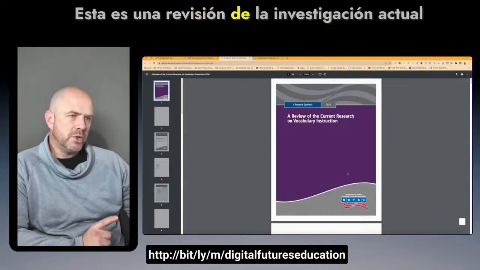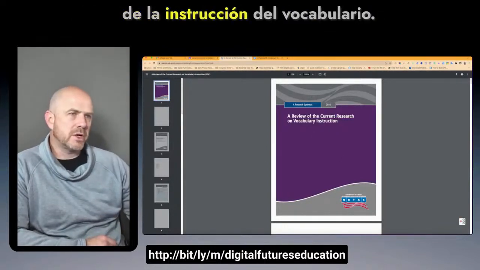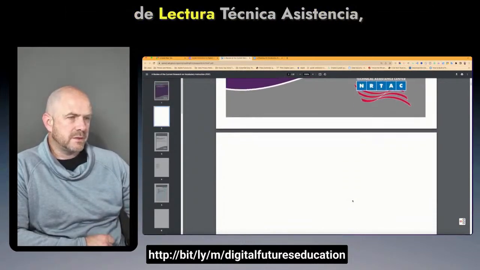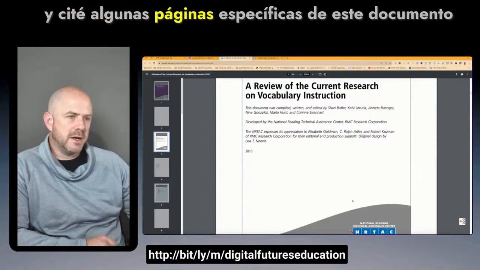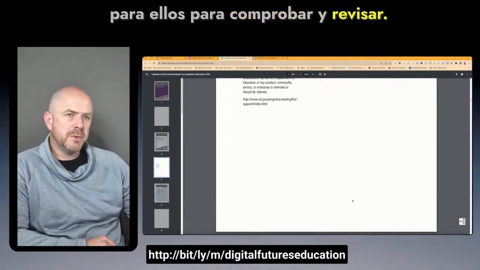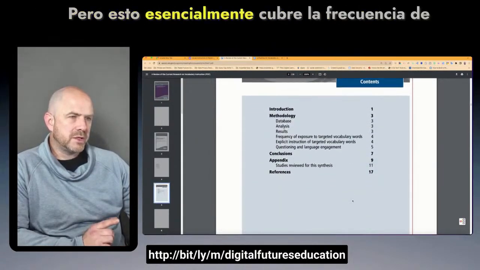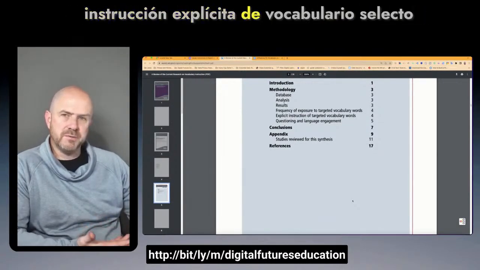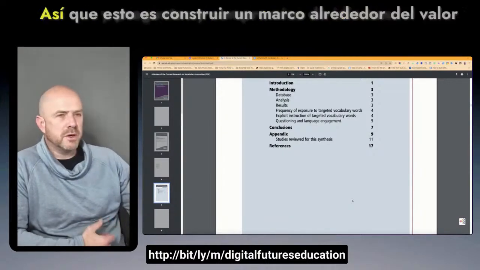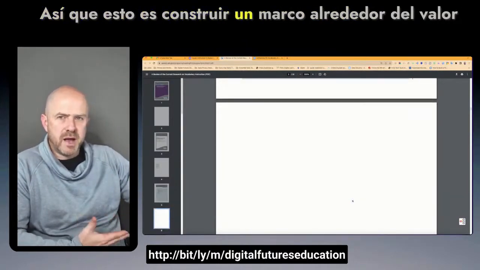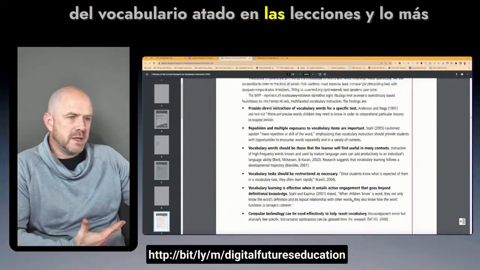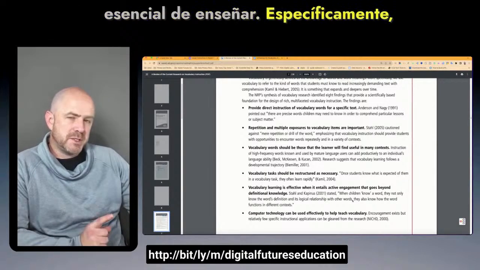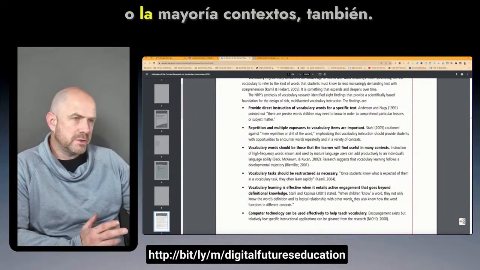This is a review of the current research of vocabulary instruction. I'll make this a little bit larger. This is a great document from the National Reading Center of Technical Assistance. And I cited some specific pages of this document for them to check out and review. We'll get to that in a moment. But this essentially covers frequency of exposure to targeted vocabulary words, explicit instruction of targeted vocab, and questions and language engagement. So this is to build a framework around the value of tiered vocabulary in lessons and what is most important when using vocabulary as an essential way to teach. Specifically, it's very important in computer science, or most contexts too.